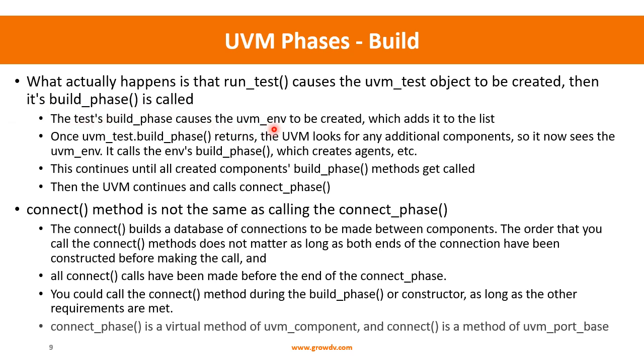And the test's build phase causes the UVM environment to be created, which adds to the list of the components that we talked about. And then once the UVM test's build phase returns, UVM root looks for the additional components, and so it now sees the UVM env, and then it calls the env's build phase, which creates agents, etc. And then after the environment's build phase ends, it finds the agent components and then goes ahead and builds them, and so on and so forth. It keeps building them till it sees no other new components.